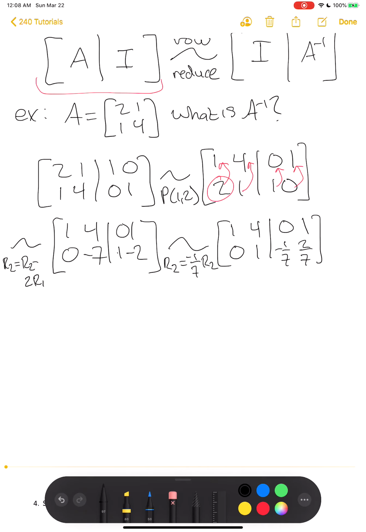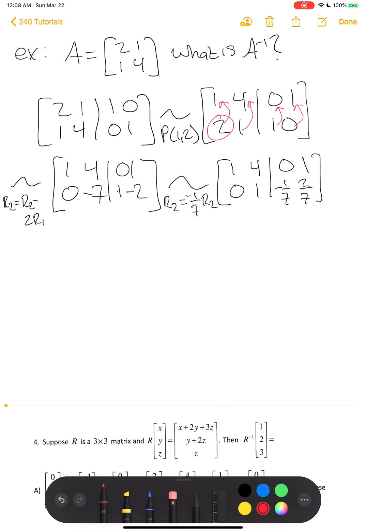Great. So the last thing we need to do is get rid of that 4. To do that, I'm going to do row 1 becomes row 1 minus 4 times row 2. So that will get rid of that 4 for me. So I have 1 minus 4 times 0 is 1 still, which is good. 4 minus 4 times 1 gives me the 0 I needed. Great.